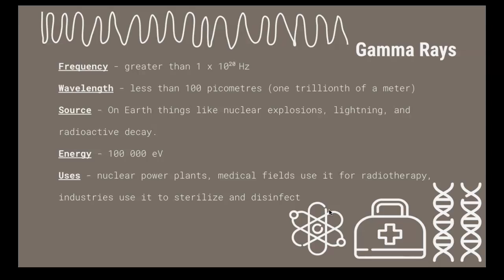So nuclear power plants can give off gamma rays. They also use it in different things called radiotherapy, or sometimes industries will actually use gamma rays to sterilize or disinfect tools or things that they're using.